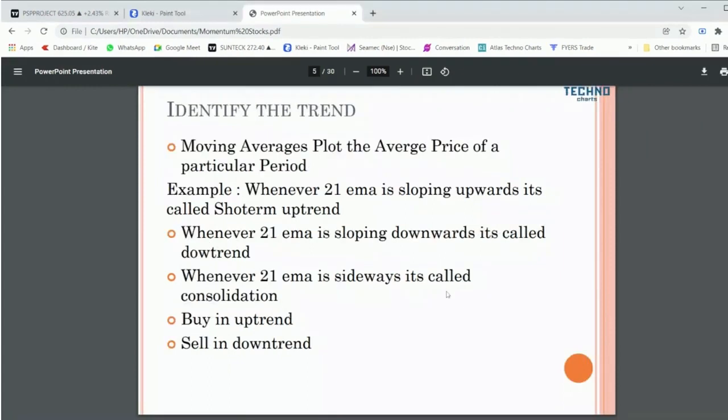If you're a momentum trader, then you need to identify the trend of a stock, and for that we are going to use the 21 EMA. The 21 EMA is the moving average of the past 30 days of trading. Whenever the 21 EMA is sloping upwards, it is called a short-term uptrend. Whenever the 21 EMA is sloping downwards, it is known as a downtrend, and whenever the 21 EMA is sideways, it is called a consolidation.